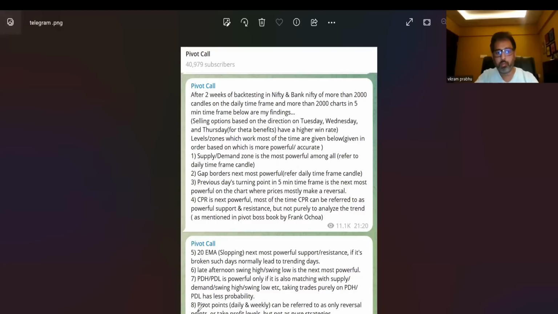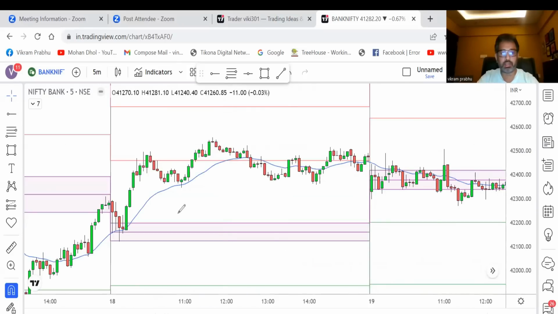And the last point: pivot points, daily and weekly, can be referred to only as reversal points or take profit levels, but not as pure strategies. For example, this is the 18th of January 2023 chart in Bank Nifty. If you went long here near the CPR support, when you see a bullish candle forming near the CPR support, then after the CPR, the next resistance as far as pivot points is here, right? This is the R1 pivot, the next pivot point resistance.